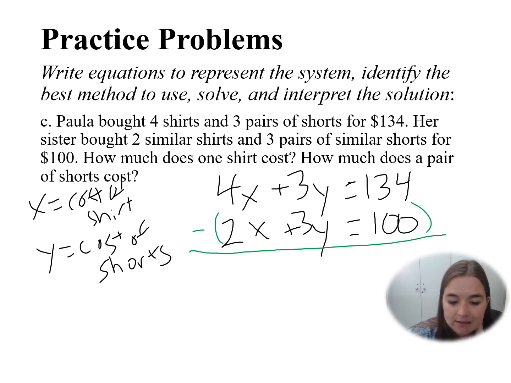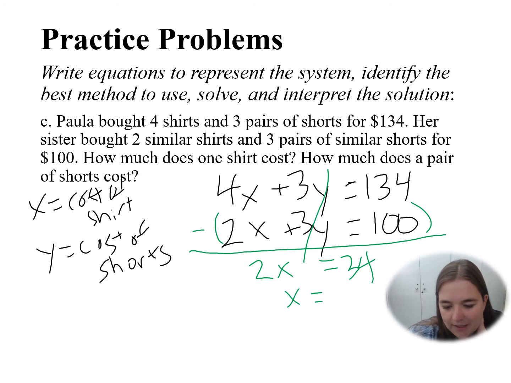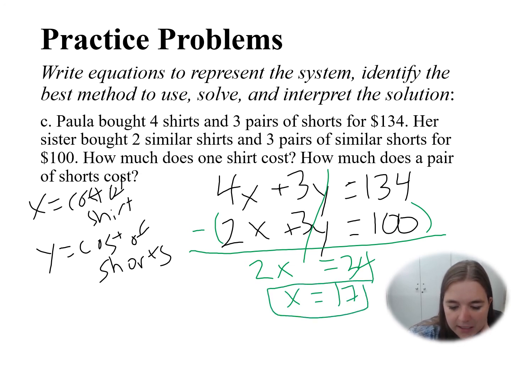What I see here is I have 4x minus 2x, so that gives me a 2x. 3y minus 3y goes away. 134 minus 100 is 34. So I have 2x equals 34. When I divide by 2, I find out that x equals 17. If I go back and plug it in, and I'll plug it into the second one here. I think I have it the other way around in the notes, but that's okay. I'll get the same answer.